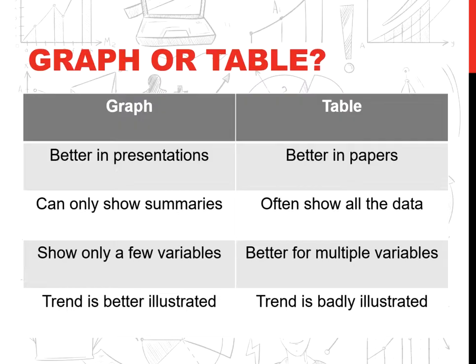So, graphs can only show summaries kasi minsan yung ating graphs ay hindi na mismo yung buong data. So, sa table, often show all the data. So, mismong numbers kasi nilalagay na sa tables. So, sa graph, shows only a few variables. Kapag table, better for multiple variables. So, trend is better illustrated in graphs. Sa table naman, hindi siya masyadong kita yung trend since mga raw data yun nandun.